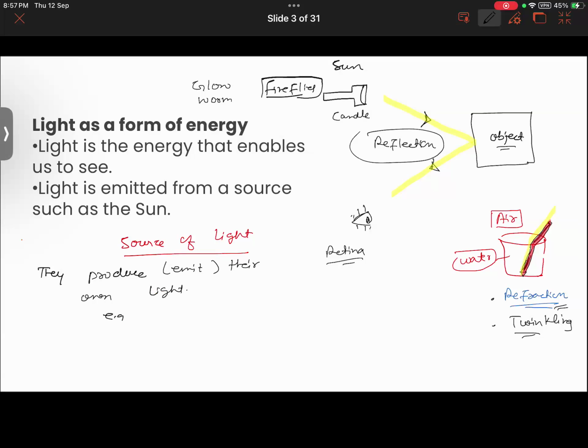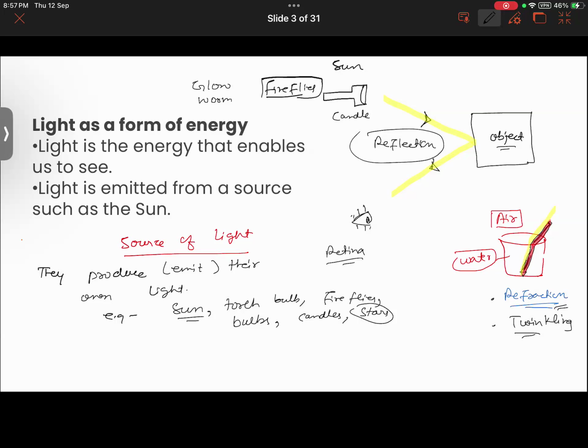So we have examples like the sun, torch, bulbs, candle, fireflies. You missed a very important thing here. You're missing one example: stars. Basically, the sun is one such example of stars.